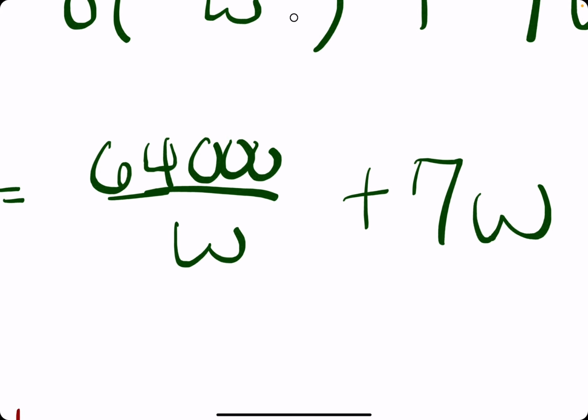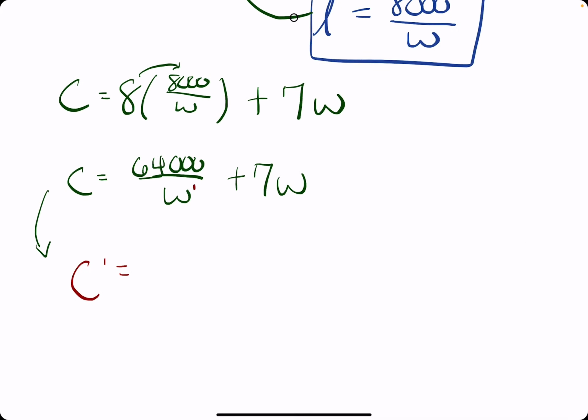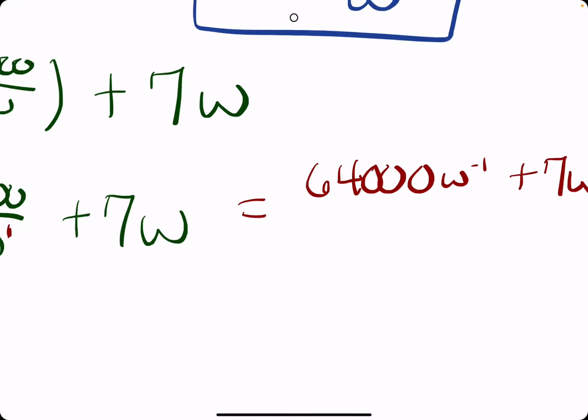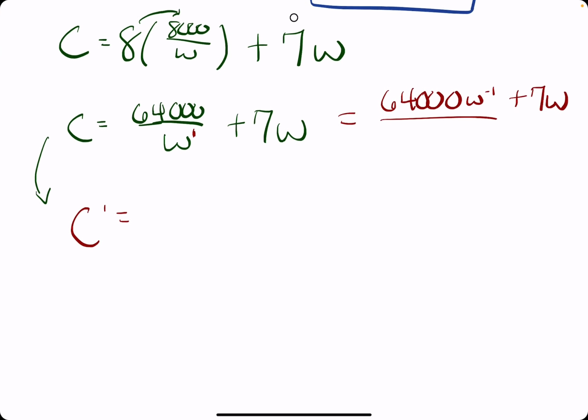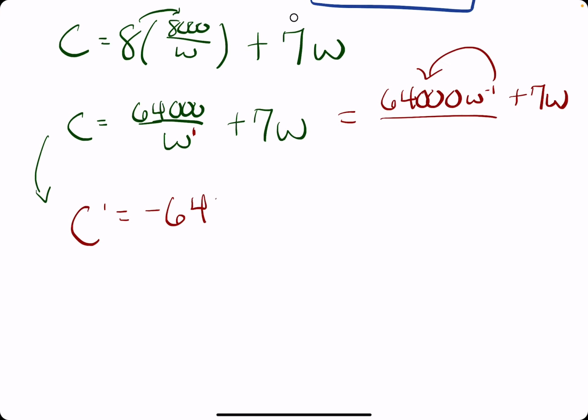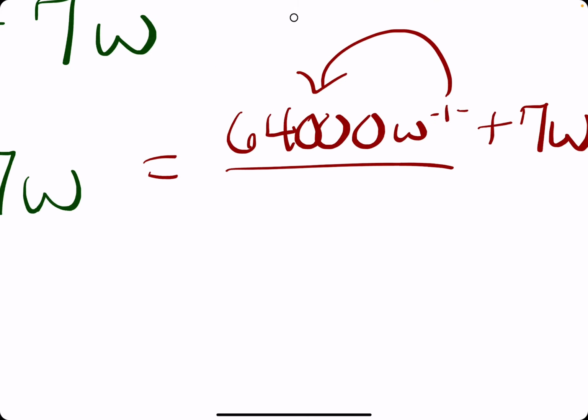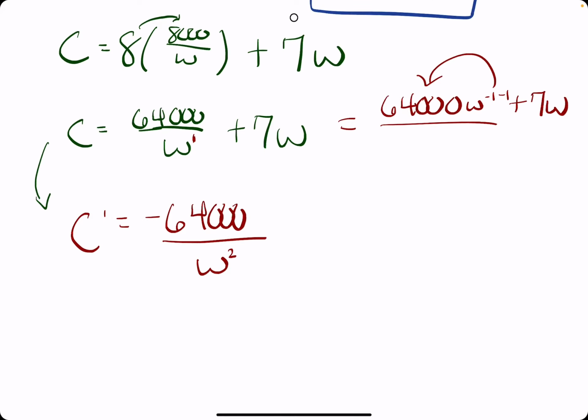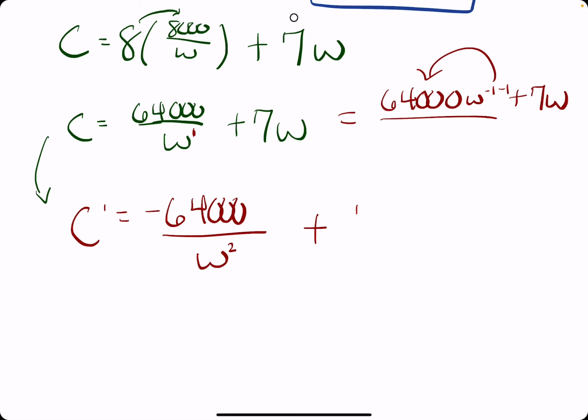If we have 64,000 over W, that's like 64,000 over W to the first. So if we were to rewrite this, let's say this equals 64,000 W to the negative 1 plus 7W. The derivative of this, we bring out the negative 1. We get negative 64,000, and then we subtract 1 from the exponent, so we get W to the negative 2, which I will rewrite in the denominator as W to the positive 2. And then the derivative of 7W is just 7. So we have C prime.